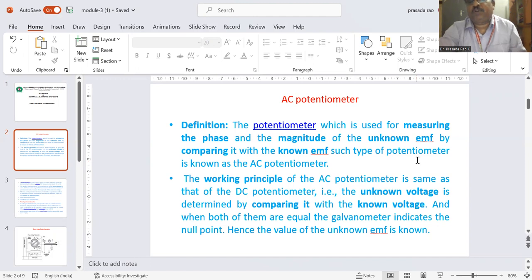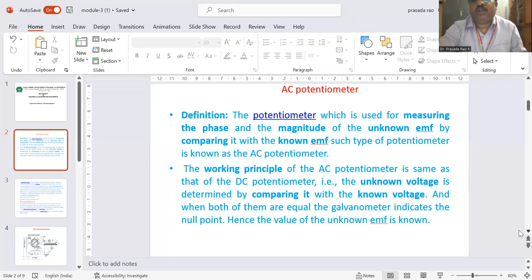The working principle of AC potentiometer is the same as that of the DC potentiometer. That is, the unknown voltage is determined by comparing it with known voltage. And when both of them are equal, the galvanometer indicates the null point. Here also, the unknown magnitude is measured by using the principle of null deflection by using the null detector, right?